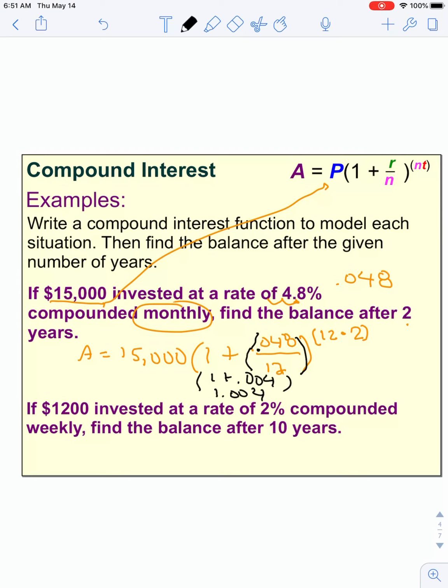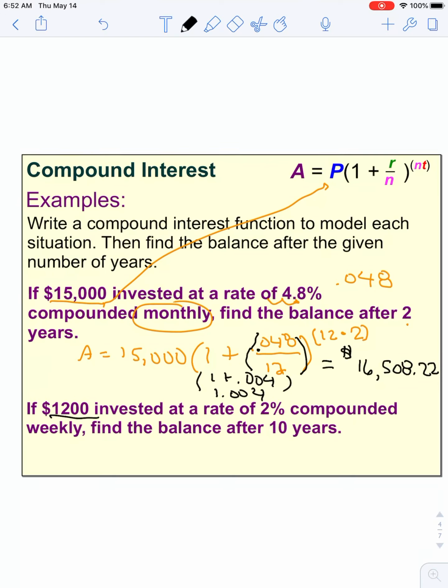All right, so now, again, calculate all that out. I'd pause the video right here and take a look and see if you can get the correct answer. Hopefully you calculated on your calculator correctly. $16,508.22. We always round money to the nearest hundredth. All right, let's take a look at one more with compound interest.